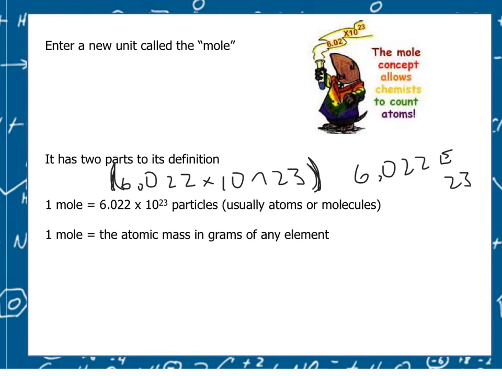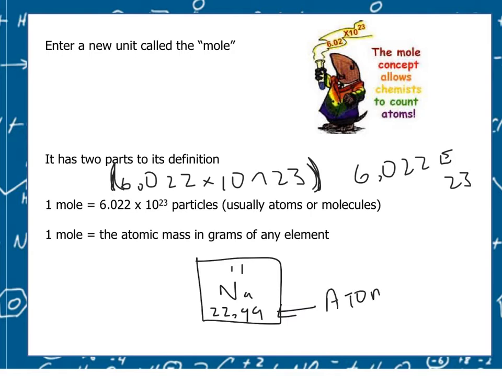The other definition of a mole is the atomic mass in grams of any element. So if you think to the periodic table, we've been looking at only the atomic number so far, the whole number. And I told you to forget about any of the decimal numbers that are there. We're going to start using that now, and this is the atomic mass. It's an average. I should be more specific, average atomic mass.